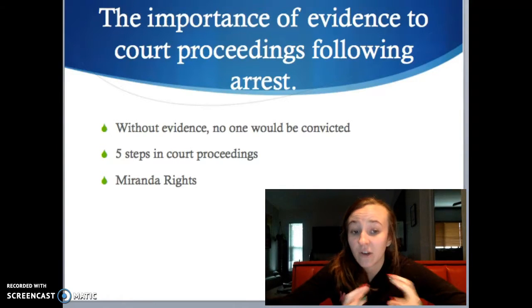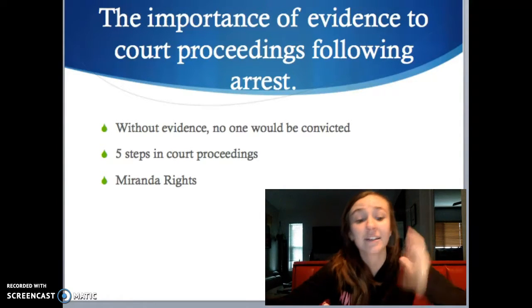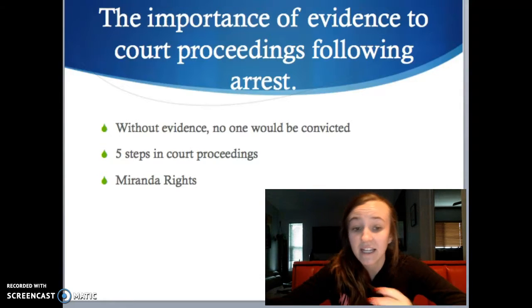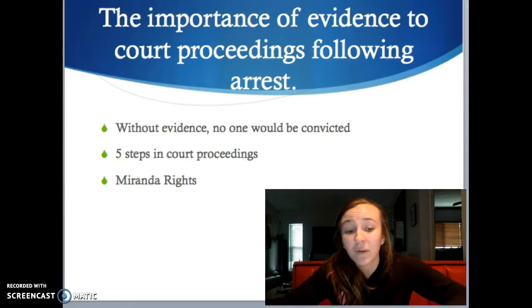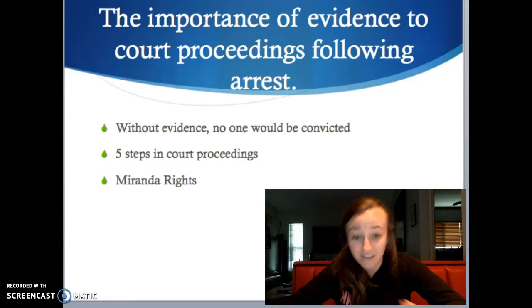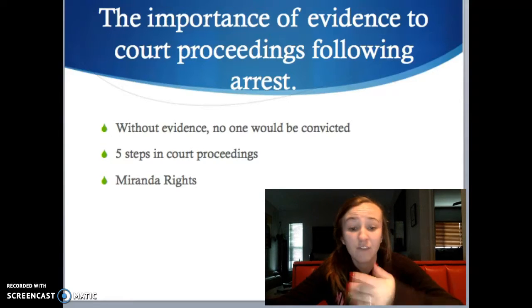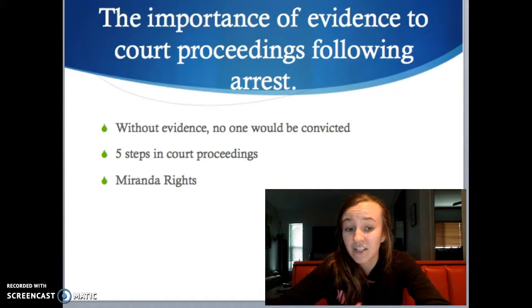Any information that you gather from a witness who hasn't been read their Miranda rights cannot be used against them in court. This means that if you've interviewed anyone and they have vital information that they've told you before they were informed of their constitutional rights, you actually can't present that to the jury.